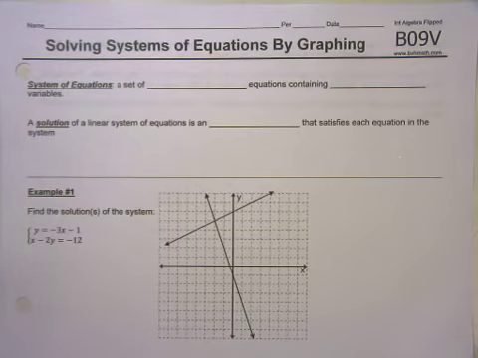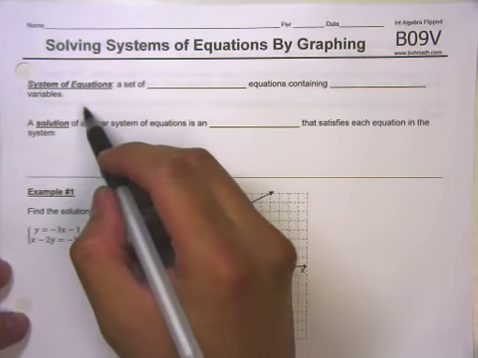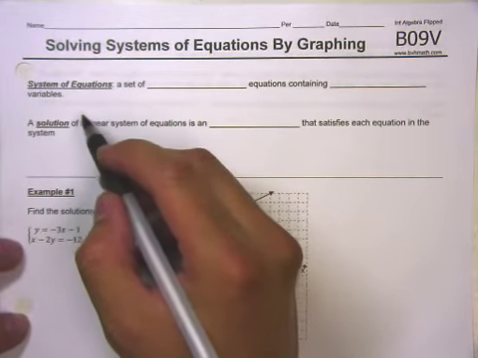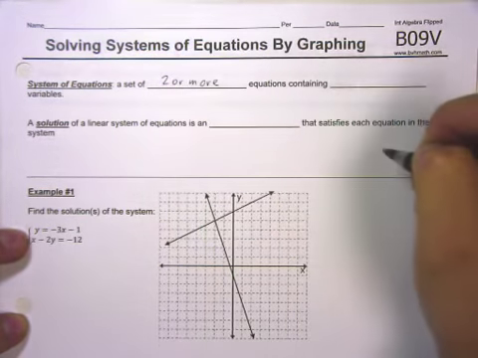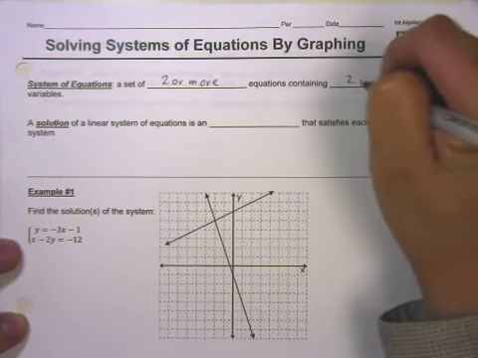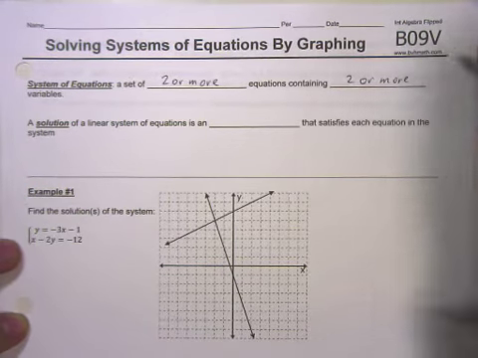Today we're going to talk about solving systems of equations by graphing. First, some vocabulary. What do we mean when we talk about a system of equations? Well, a system of equations is a set of two or more equations containing two or more variables.